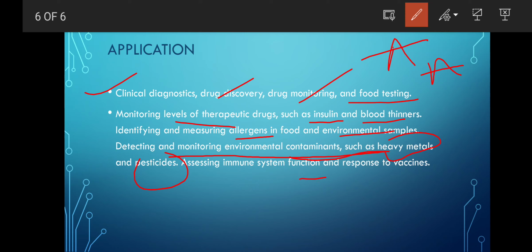They are also used to test immune system function and response to vaccines, like the different types of vaccines we have seen. COVID-19 has given us knowledge of what are vaccines and what is not, right, so the testing is done with this. So that's all for today.